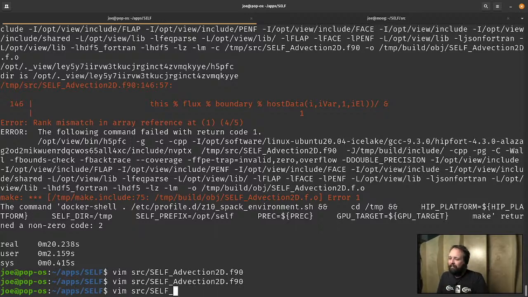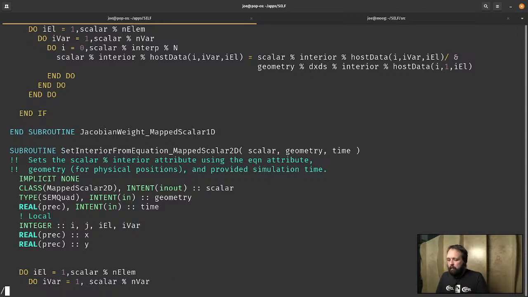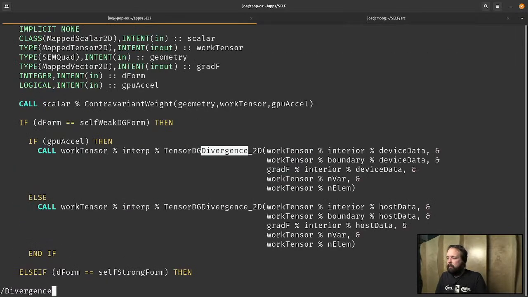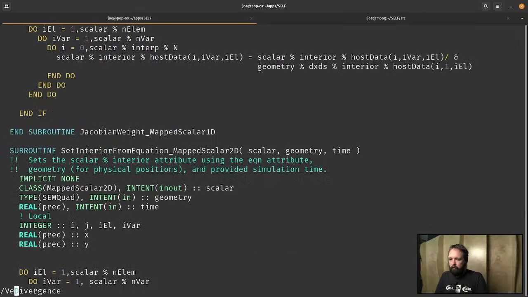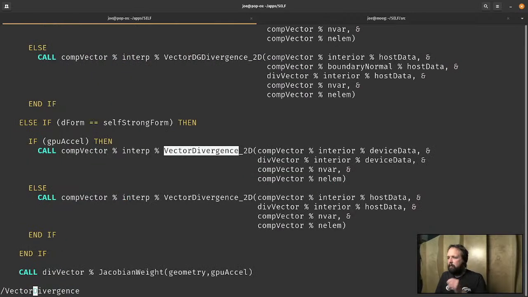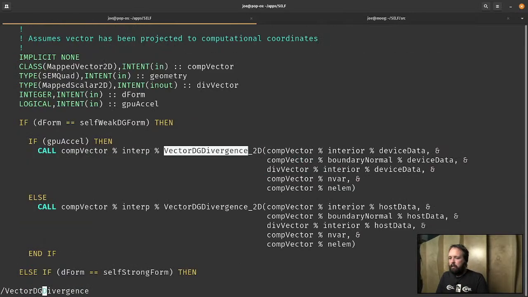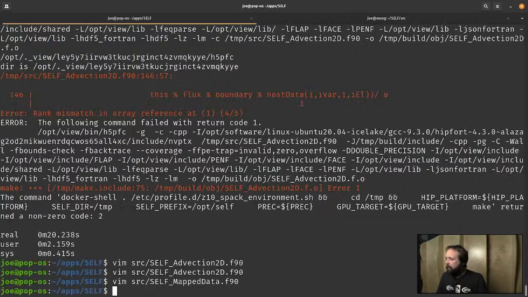I know what's going on. Flux is a vector. What I actually need is the boundary flux. So let me see how I did that. Vector divergence. DG? There we go. Yep. Okay, so what I'm actually sending across is the boundary normal. That's what I need, boundary normal.